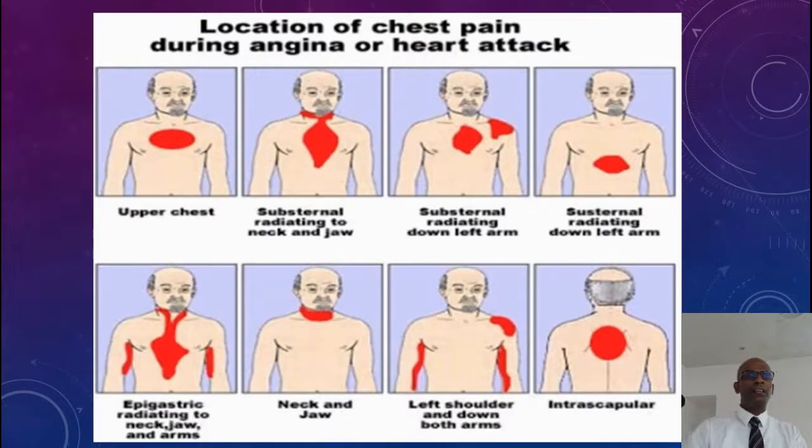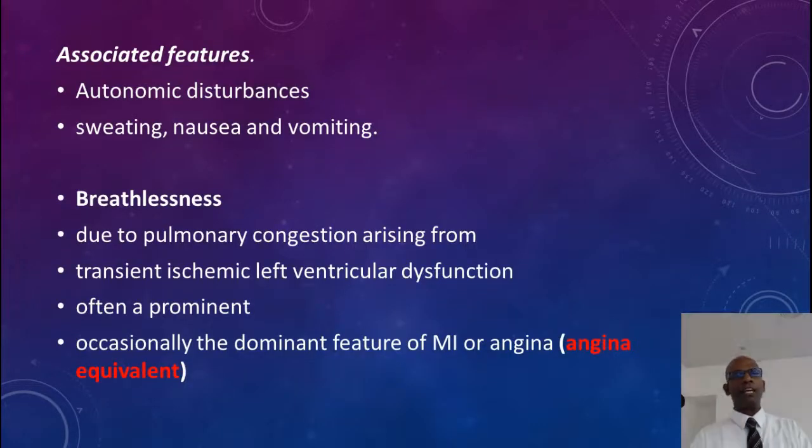So the site can be the upper chest, retrosternal chest pain, or it can be in the interscapular region. The pain can radiate to the upper jaw or neck. It can go to both arms or the shoulder. So that is the classic site as well as the radiation. Other than that, breathlessness. Due to the cardiac congestion of ischemia, patients also present with shortness of breath.